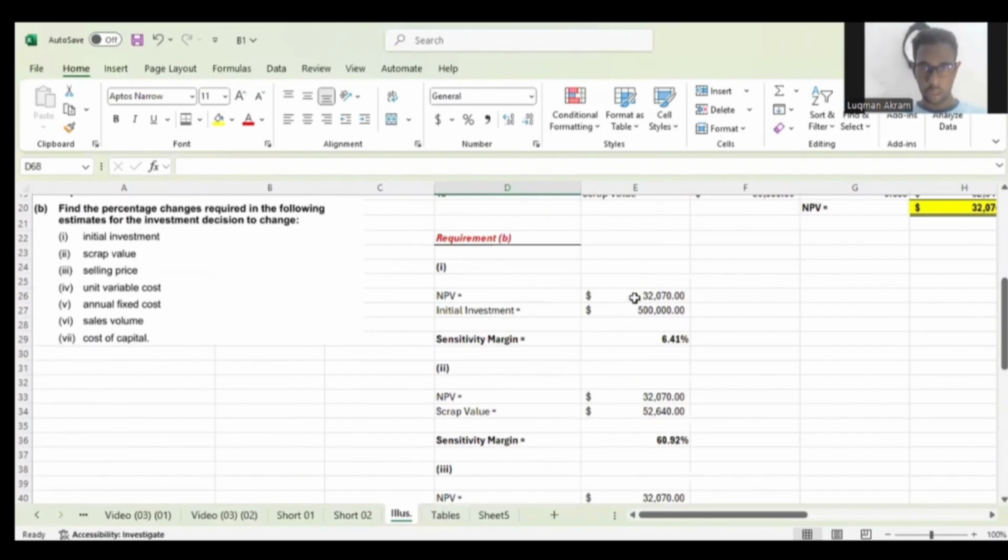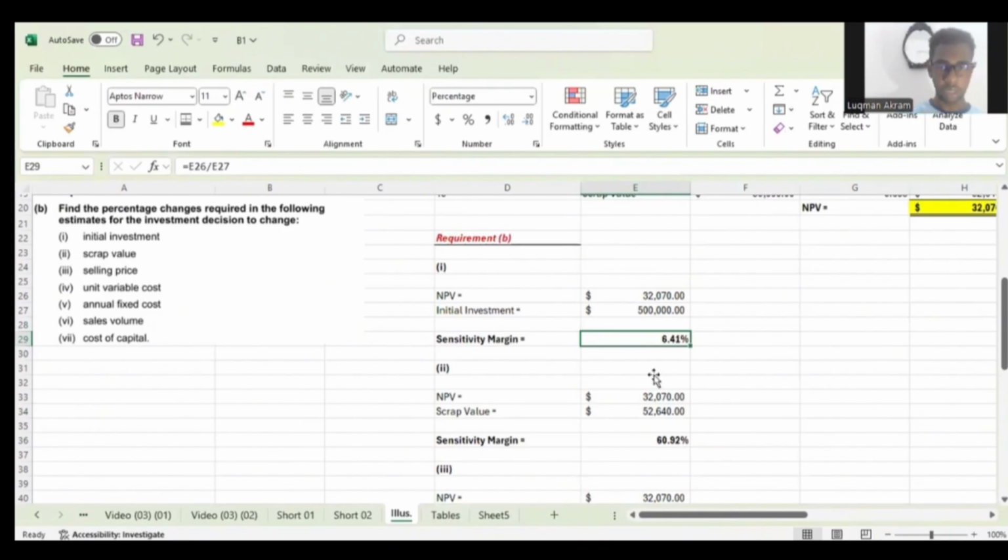As you can see, if the initial investment increases by 3,270, as it is a cost, the NPV would become 0. So that is what is calculated here, 6.41%. So if it increases by 6.41%, which, 6.41% of 500,000 is 32,070, by the way, you can check it. If it increases by 32,070, the NPV would become 0.